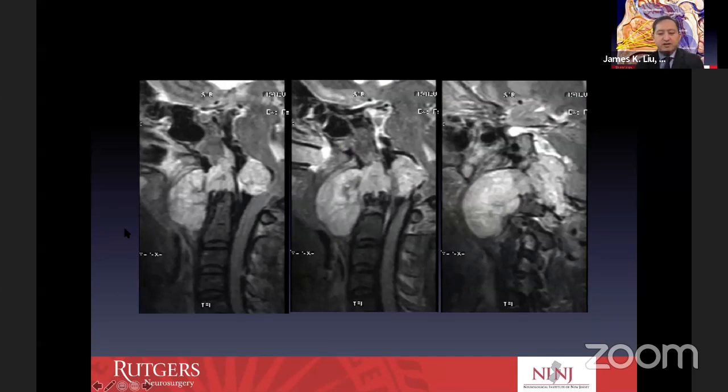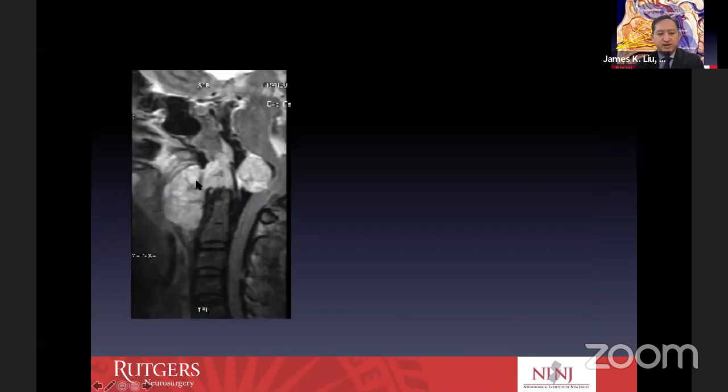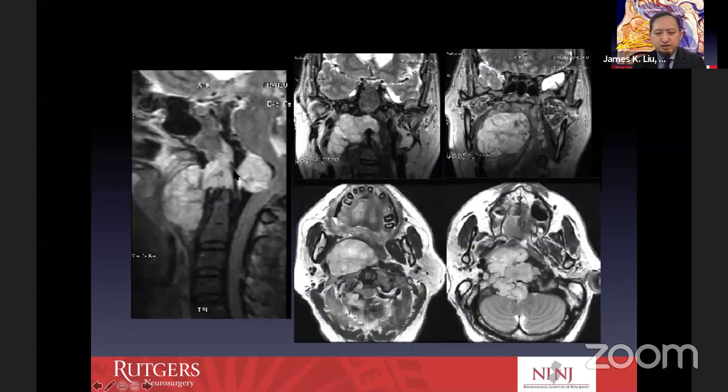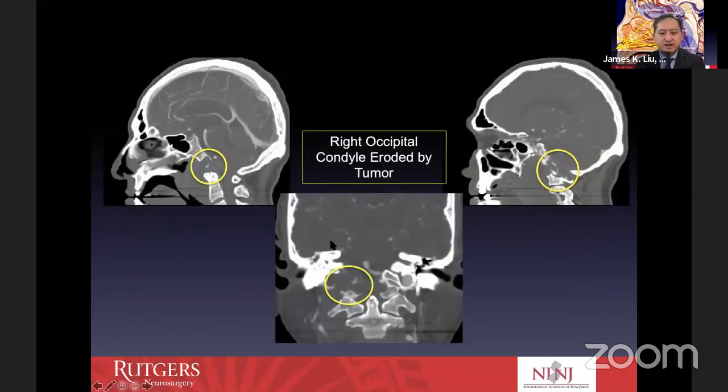And you would think, maybe I can do this through an endonasal approach. It looks midline. But make sure you look at all aspects of the imaging. Notice how this is quite lateral, and it compresses the brainstem. This invades the jugular foramen and has a large component in the neck in the parapharyngeal space. I think this is much easier done through an open lateral approach.